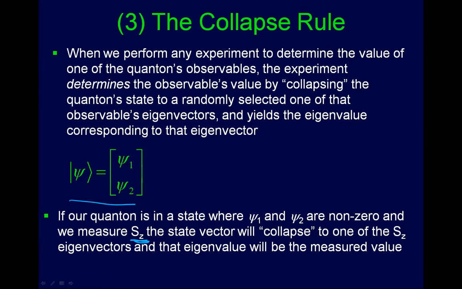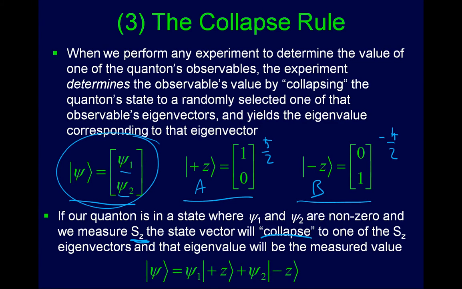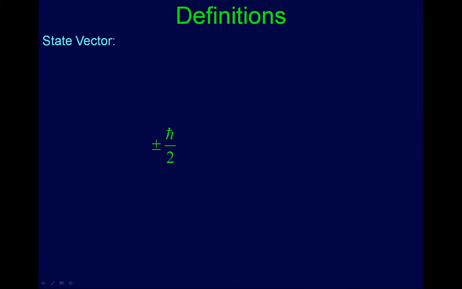Well, the state vector, when we measure, will collapse to one of the Sz eigenvectors. Now, as long as both of these are non-zero, we don't know which one. It'll be either A or B. Okay, but our state will change, and so this is a change in our state. If our state was this beforehand, it'll end up now being in one of these eigenvector states, which means we'll end up having the eigenvalue corresponding to that particular one. So this would be spin up, so h bar over 2 for this one, and then negative h bar over 2 for that one would be our eigenvalue. And so, again, as long as that psi 1 and psi 2 are non-zero, there's going to be a chance that either one of those could happen.